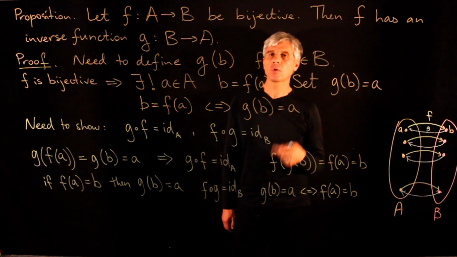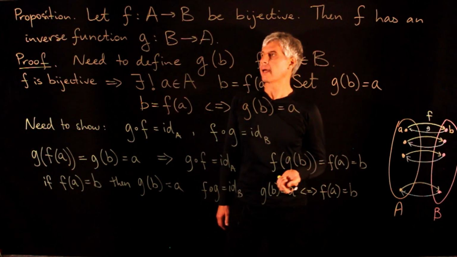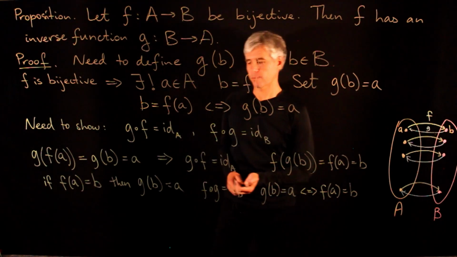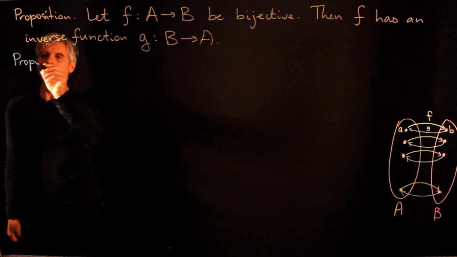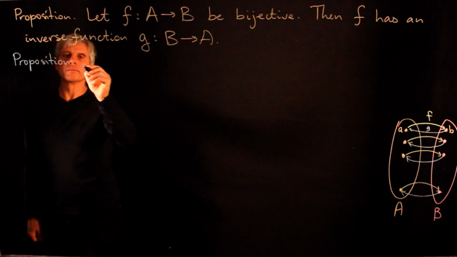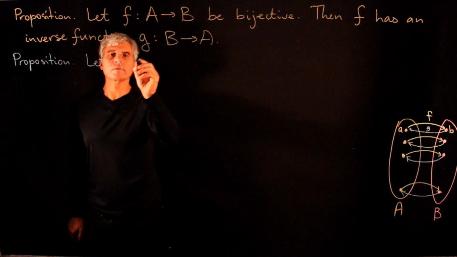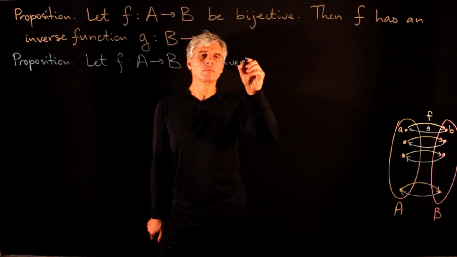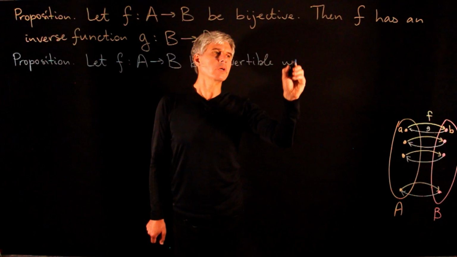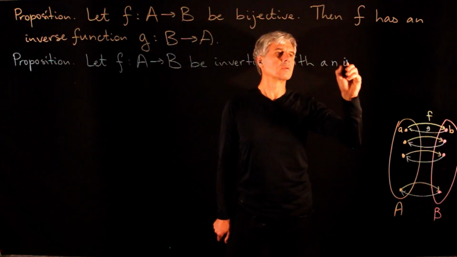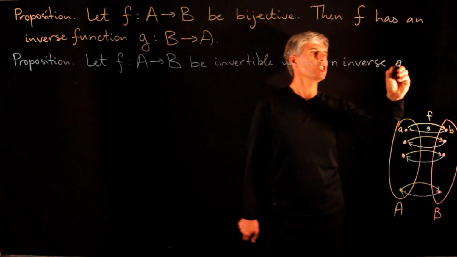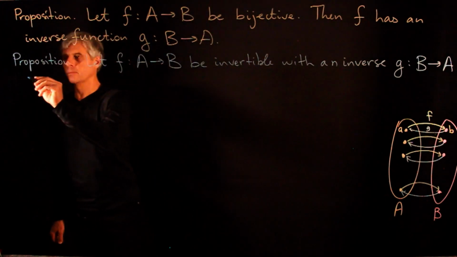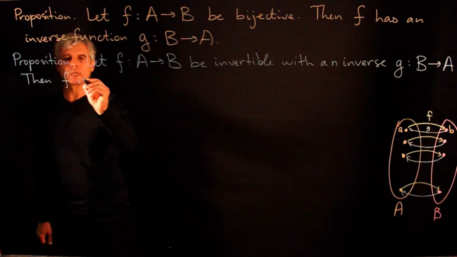In fact, the converse of this is also true: every invertible function is bijective. This is what we're going to prove next. Proposition: let f from A to B be invertible with an inverse function g from B to A. Then f is bijective.